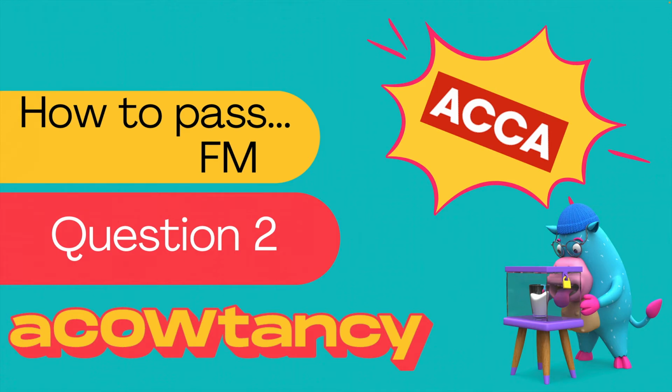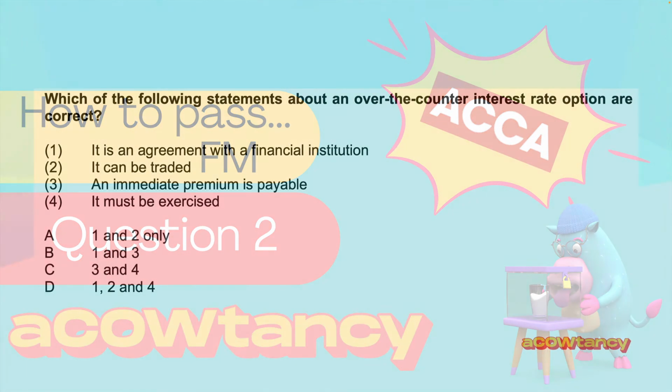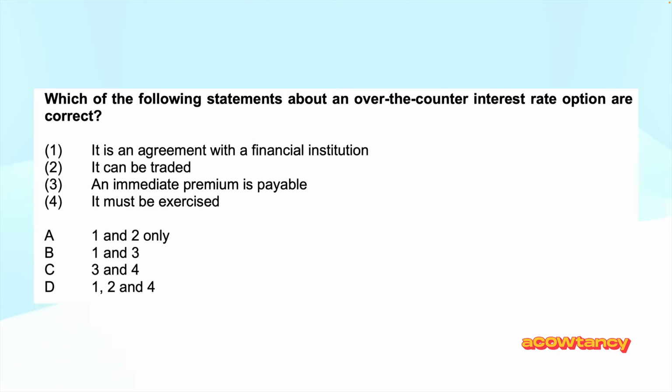Moving on then to question 2. Which of the following statements about an over-the-counter interest rate option? Over-the-counter means you're buying it from a financial institution, so that's right. The whole point of getting an option is that you don't have to exercise it, so you can't lose, and therefore you must pay a premium. And the whole point is not that it must be exercised. The whole point is it's an option, so it can be or it cannot be. So the answer must be 1 and 3.